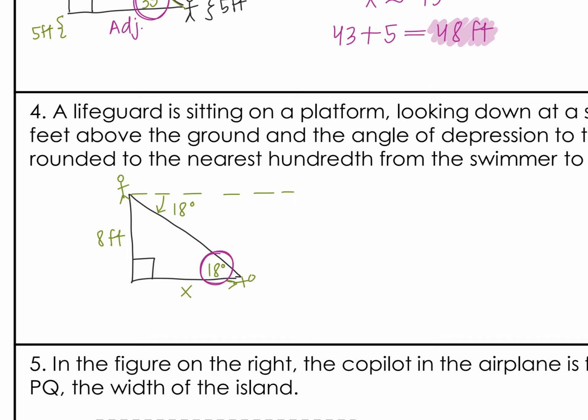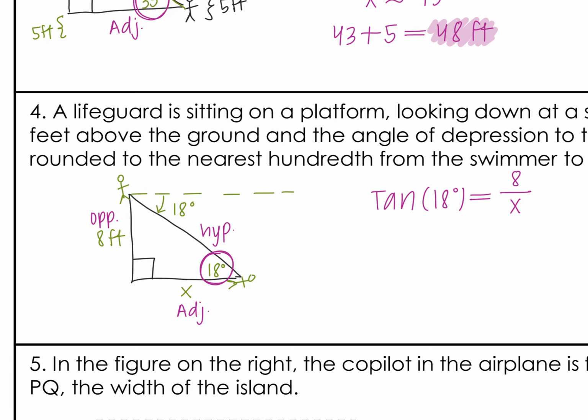So I'm going to mark my angle. I'm going to label my opposite, my hypotenuse, and my adjacent. Okay, from there I can see that I'm going to be using my opposite and my adjacent. That's going to be that tangent function. The tangent of 18 degrees is going to be equal to my opposite, that 8, divided by my adjacent, x.